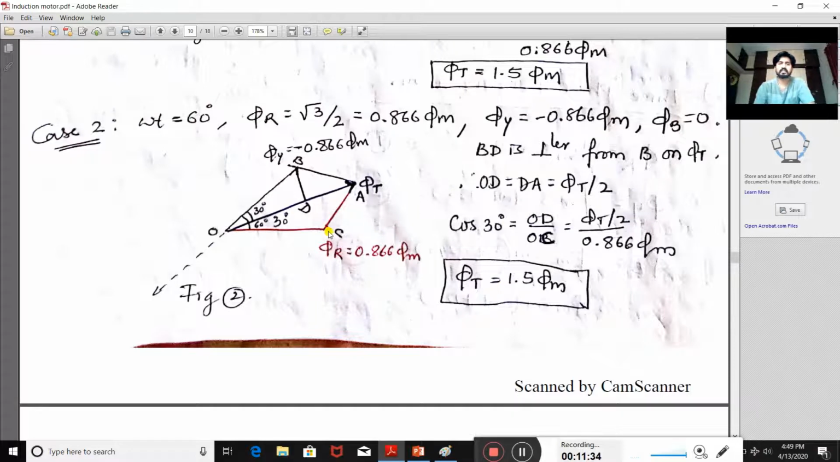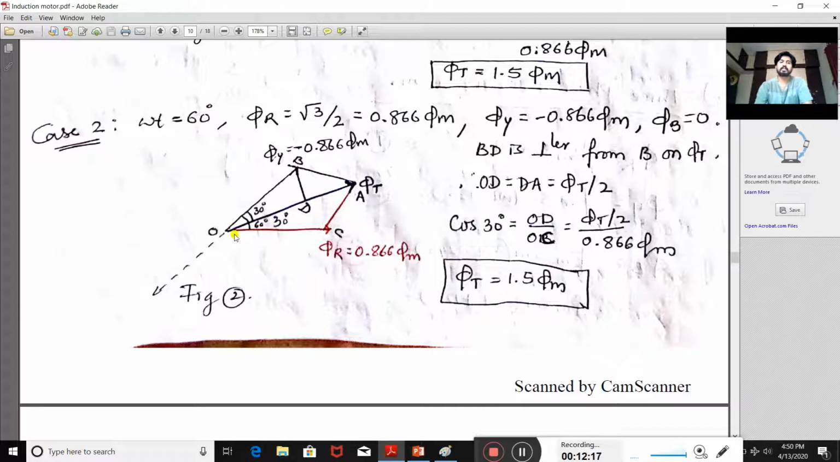Otherwise you can consider it in this way also. Instead of drawing this bisector from B to D, you can draw from C to D also, and consider this triangle DCO or DOC, and cos 30 degree is equal to, the adjacent remains the same, OD, but the hypotenuse will change, it becomes OC. That is what I have written, OC. So that time you will get the positive value. So hence the phi t value you are getting is 1.5 times phi m. So the direction doesn't matter for me here, negative value or positive value, but the magnitude remains constant. It is 1.5 times the maximum flux.